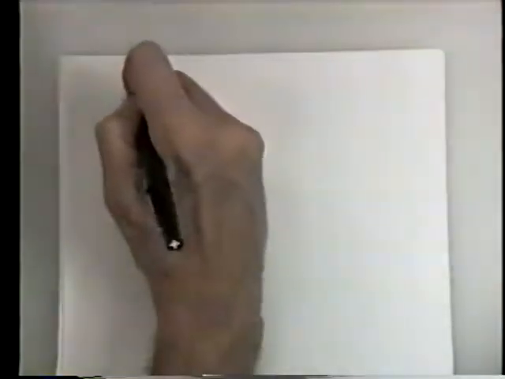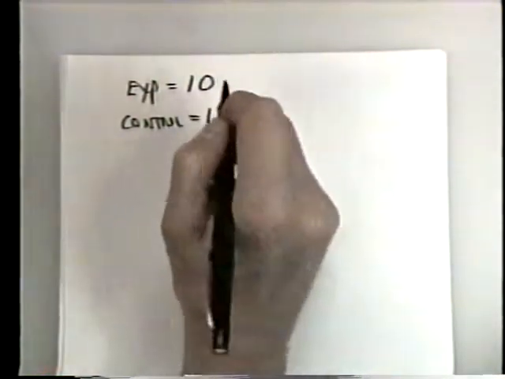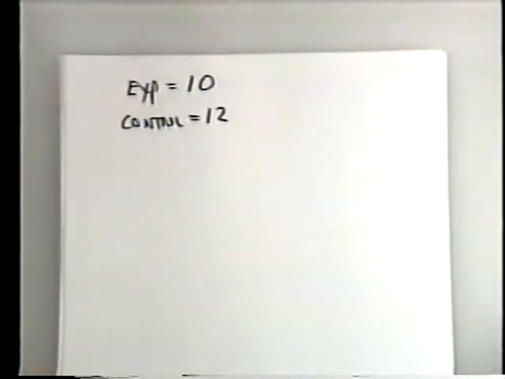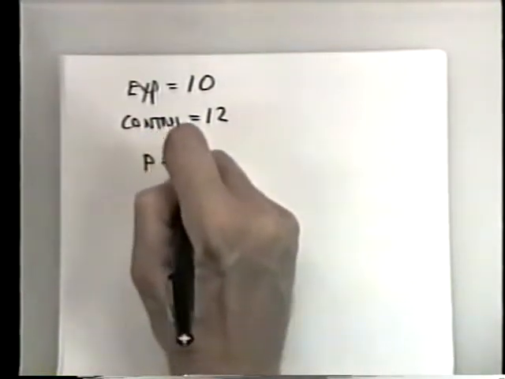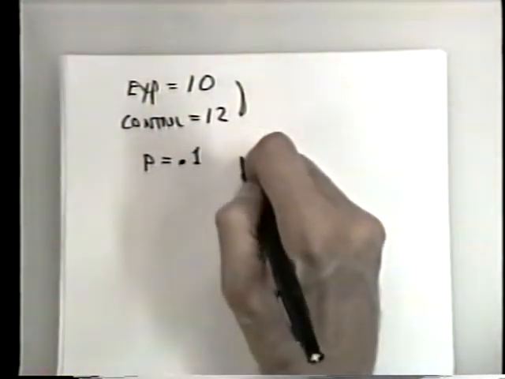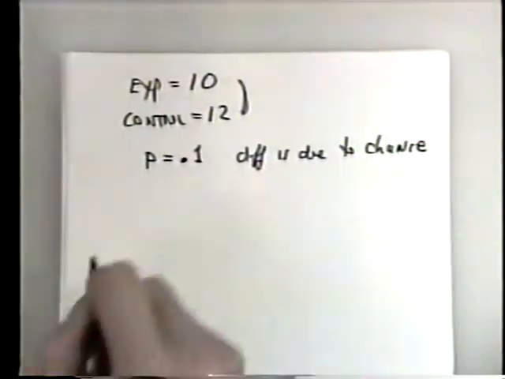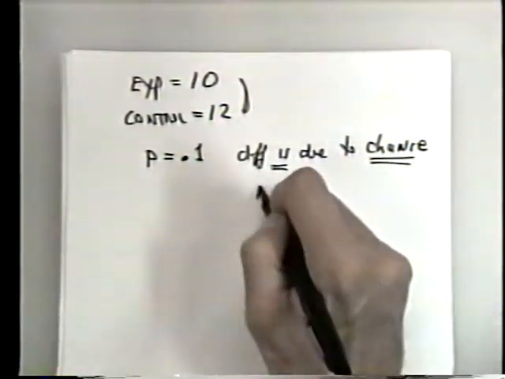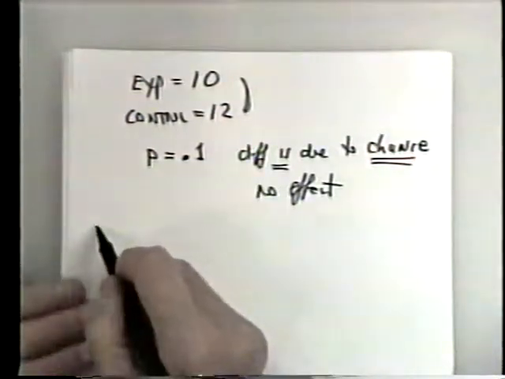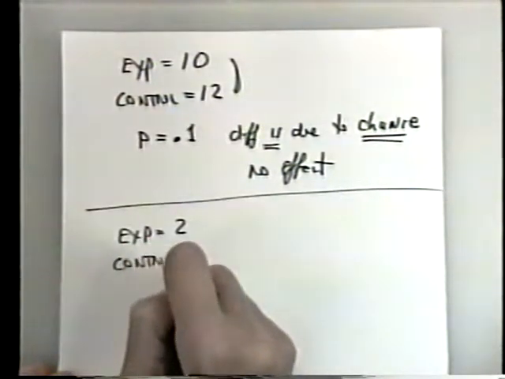Let's say in the experiment, the value that we measured was 10. And let's say the control value measured in the experiment was 12. I can make it specific, but we don't need to. Let's say from some statistical test, which I'm going to show you how to compute in a little while, the p-value that this difference is due to chance is 0.1. So that's the probability that the difference is due to chance. What we would conclude here is that the difference is due to chance, and so there's no effect in the experiment.